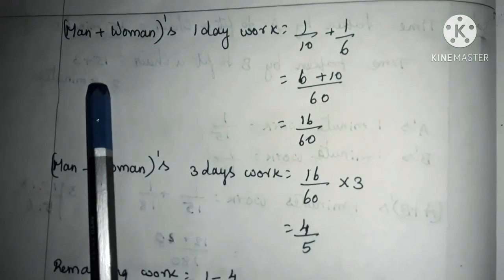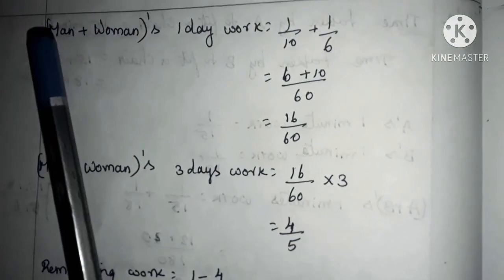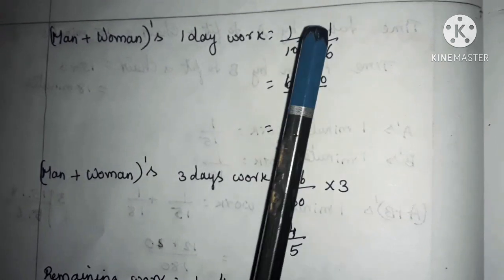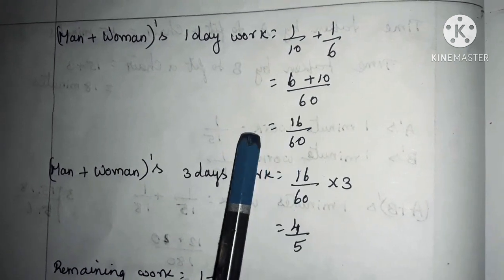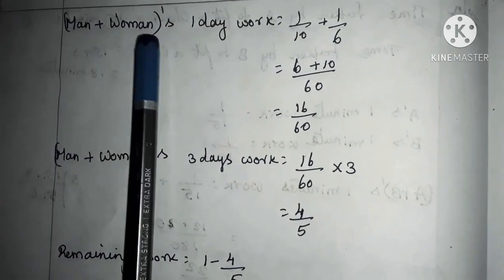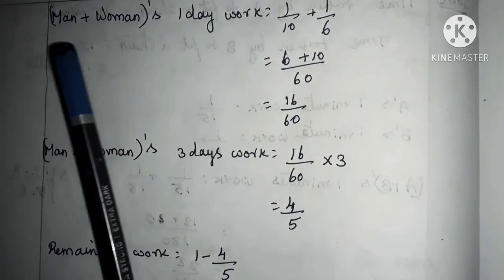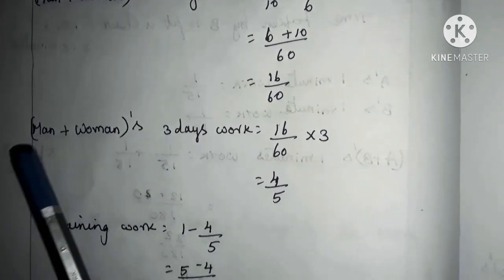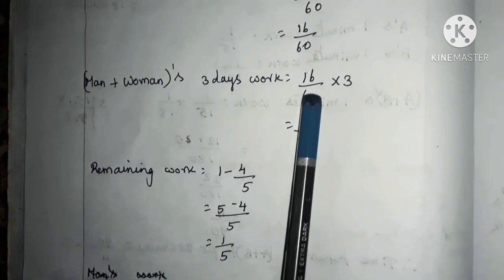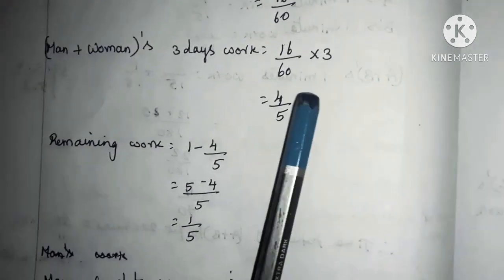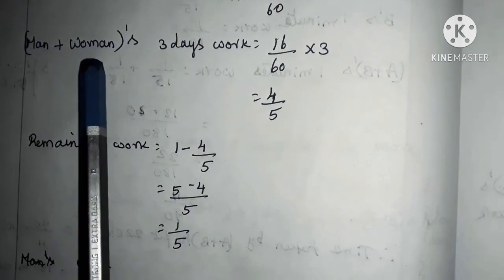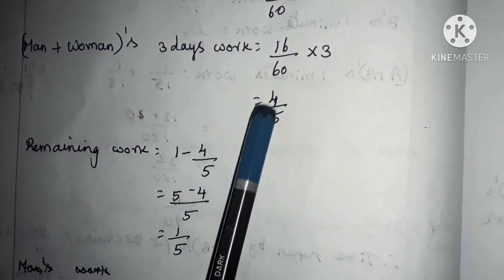When they join together and work, then man plus woman's 1 day work is equal to 1 by 10 plus 1 by 6. Then we get the final answer as 16 by 60. This is man plus woman's 1 day work, but they both work for 3 days. Therefore, man plus woman's 3 days work is equal to 16 by 60 into 3. When we cancel it, we get the final answer as 4 by 5. That is, the man and woman jointly finish the 4 by 5th of the work.